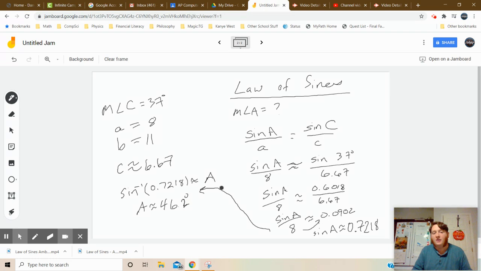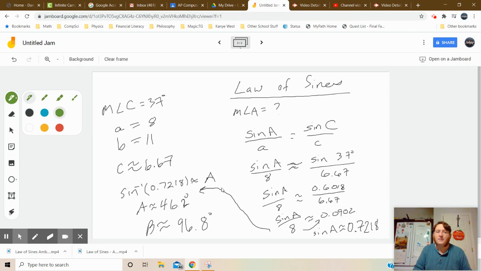Which means that the other angle, which would be angle B, we could still do law of sines or law of cosines, but that's a lot of work. Instead, we'll just use that the triangle's 180, but we know that C is 37, and we've just figured out that A is 46.2. So that means that angle B would have to be 96.8 degrees, or else it wouldn't make a triangle.